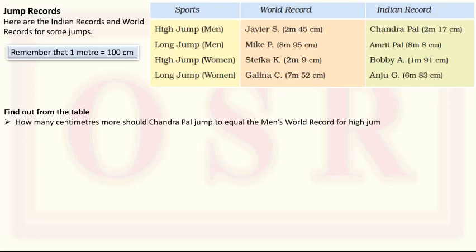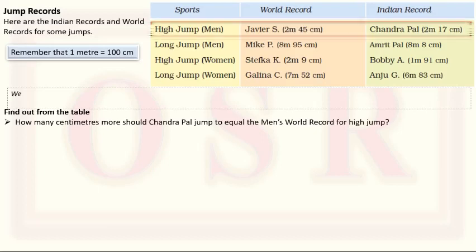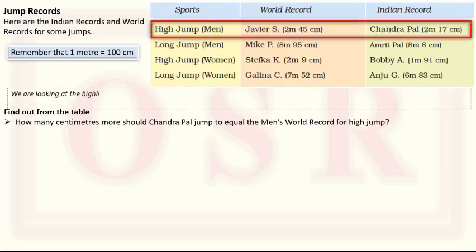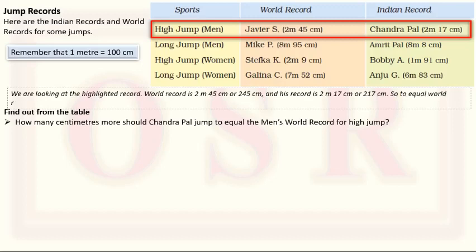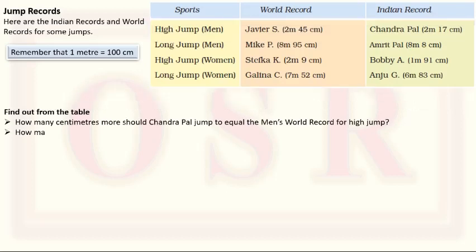Now you have to look at this table again. Okay? Look at the record highlighted. We are looking at the highlighted record. World record is 2 meter 45 centimeters or 245 centimeters, and his record is 2 meter 17 centimeter, 217 centimeter. So to equal world record he should jump another 28 centimeters. How many centimeters higher should Bobby A jump to reach 2 meters? Look at the table, guys.